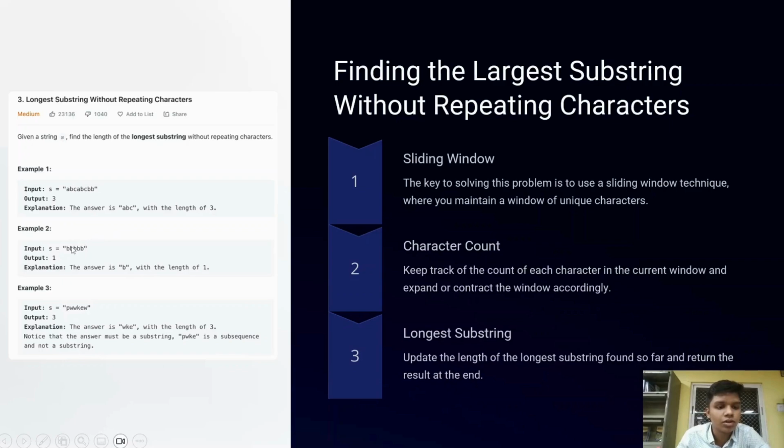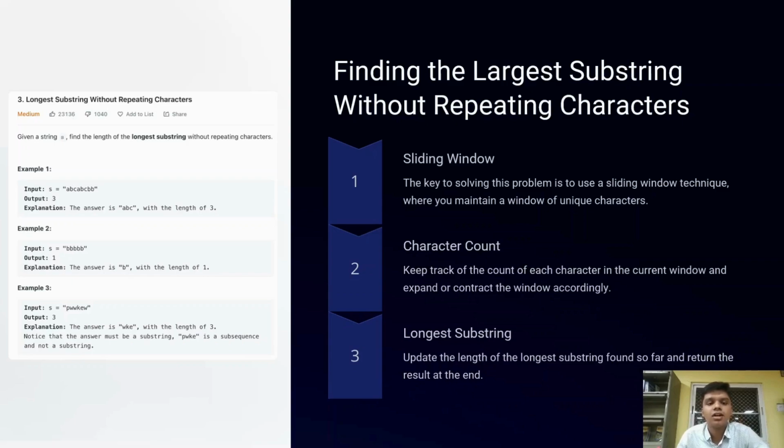Okay. Next, go to another example: BBBBB. Here the substring is B, five times, so the length is 1. And PWWKEW. Here PW is a substring, and then WKE is another substring, and KEW is another substring. So the longest substring is WKE or KEW, so the length of the longest substring is 3.